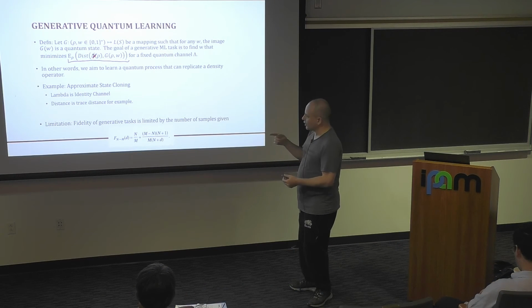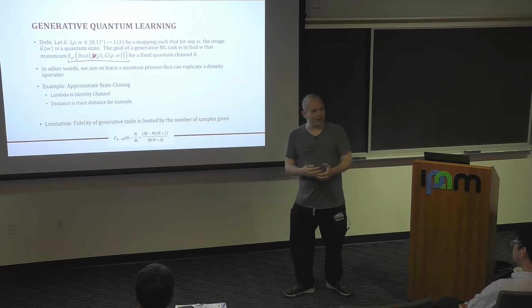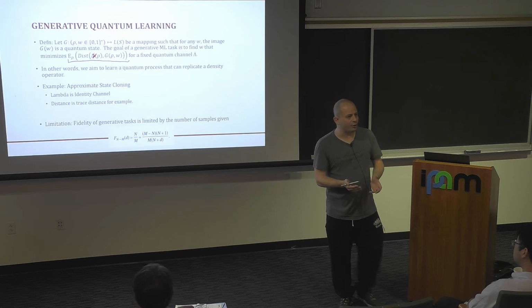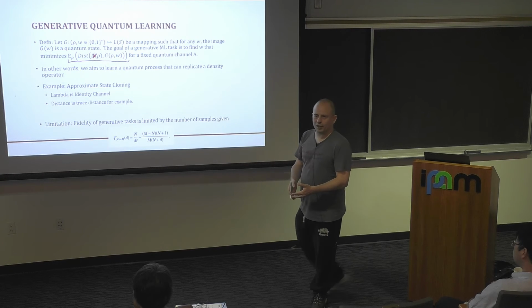And so this is a case where you have N copies coming in and M coming out. What this ends up saying is that if we want to have a truly large number of states coming out with a high fidelity, then we're going to need a very large number of training vectors coming in in order to be able to do this.